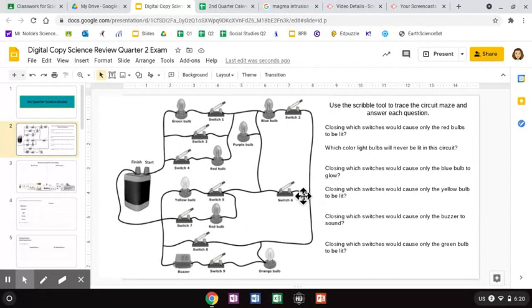So for example, for this first one, it's kind of complicated. So I'm going to do the first question with you and help you get the hang of what we're doing. And then you'll be expected to do these questions on your own, and then I'll go back and grade those after you're done.